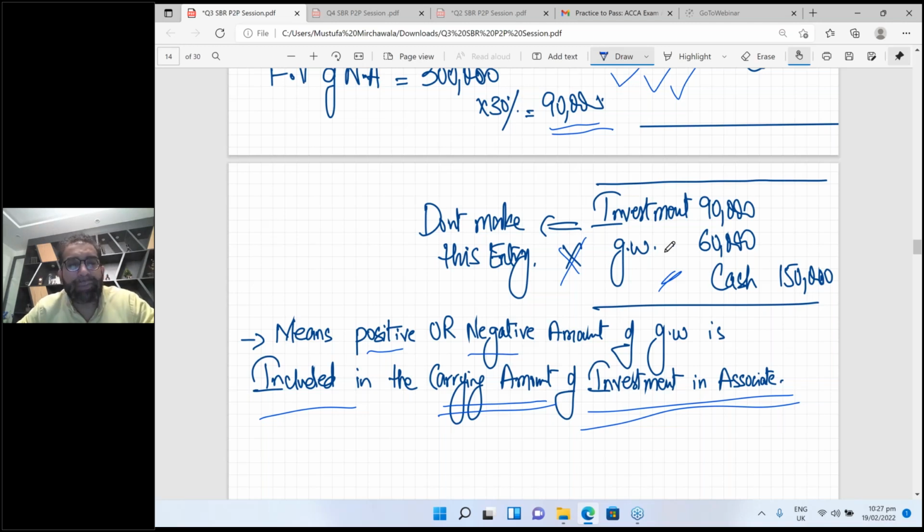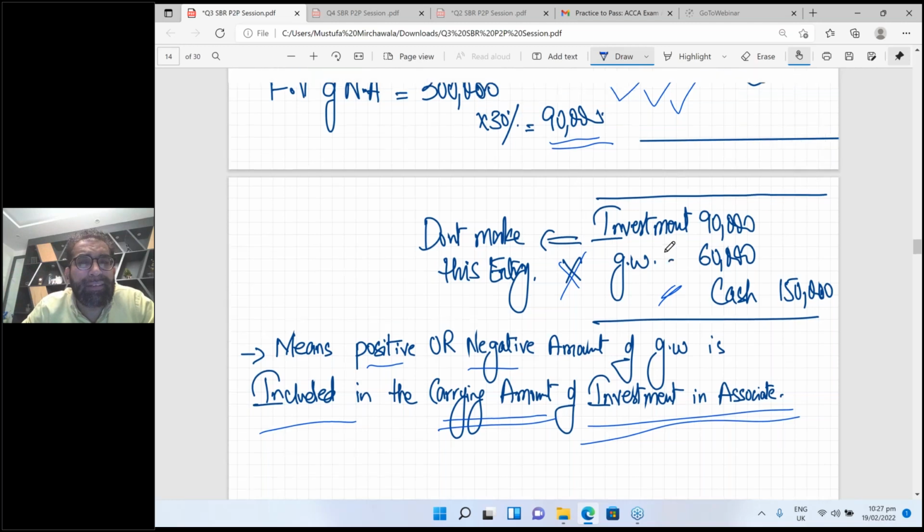And for your information, if you are active, you remember this same treatment is in IFRS 3 consolidation. In consolidation, whenever you get a gain on bargain purchase, you book it in P&L. And whenever you get positive goodwill, you record it as an asset. Same is the case here. You record goodwill as an asset, and you include it in the investment.